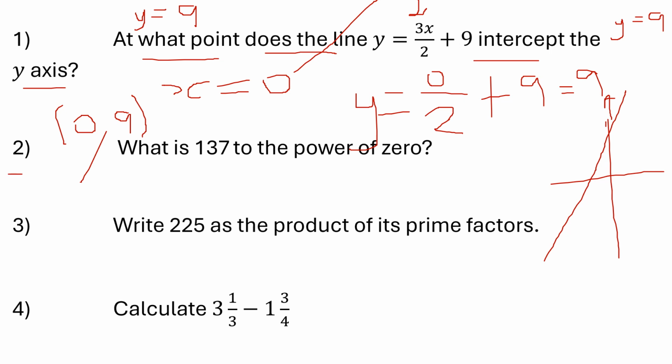Question number 2. What is 137 to the power of 0? Any number here to the power of 0, apart from 0 to the power of 0, is always equal to 1, and this can be proved quite easily. Any number or term to the power of 0 is equal to 1, provided that that term or number does not equal 0. So b to the power of 0 is always equal to 1.